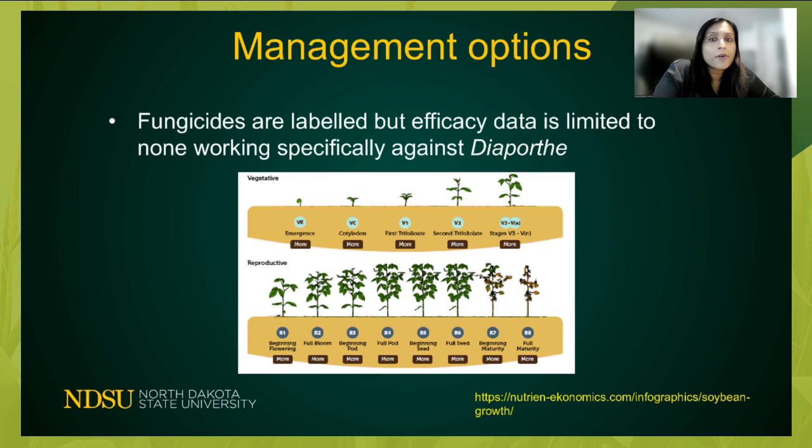So it is very important that crop consultants and farmers check the fungicide labels to see if Diaporthe diseases are listed as something the chemical can work against. But so far, we have very limited data suggesting that foliar fungicides or seed treatments are very effective against Diaporthe.